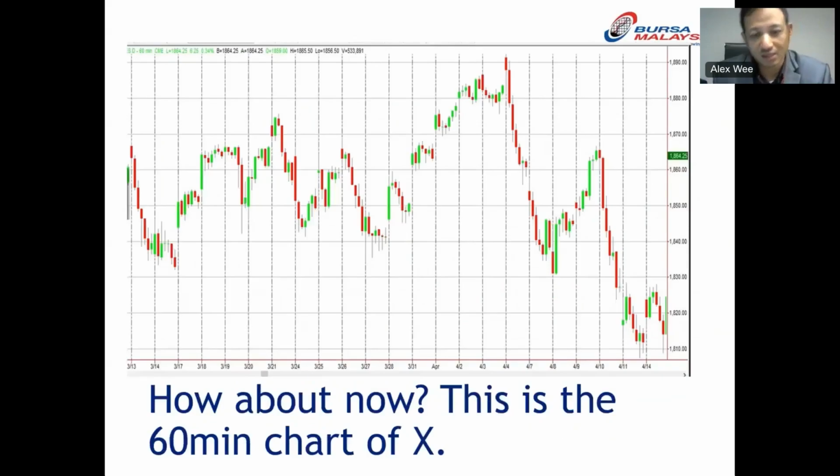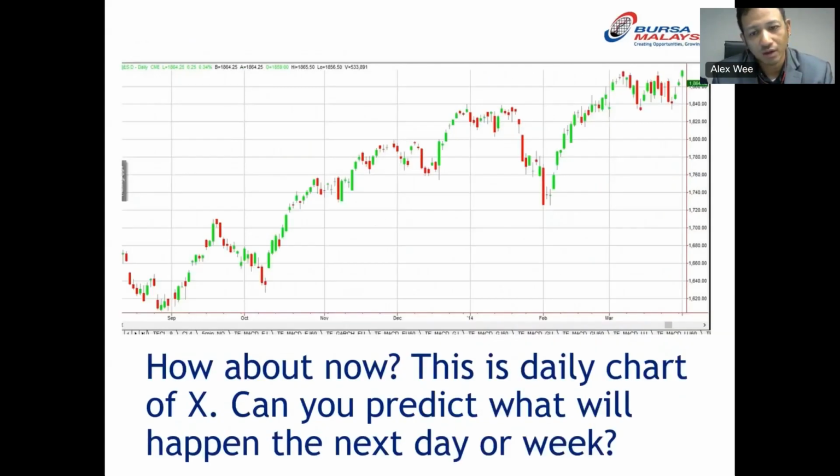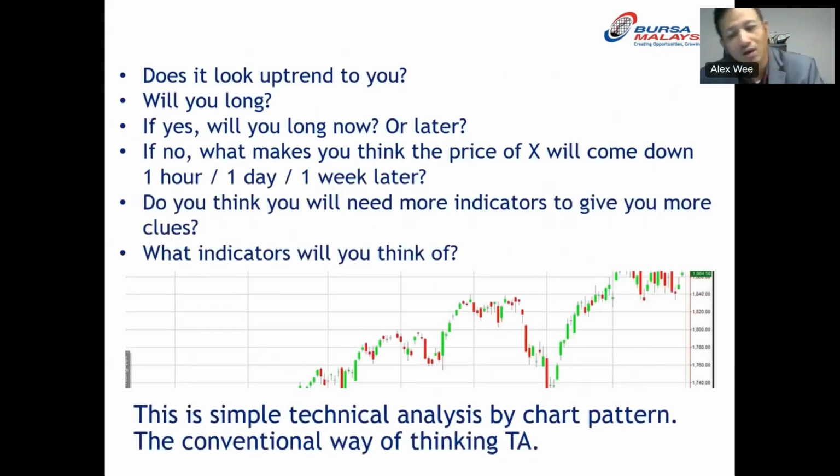And then this is a 60-minute chart. Can you tell me what is going to happen later? It looks like a downtrend, but are you sure how much of a downtrend it is? And this is a daily chart. Can you predict what will happen the next day or the week? So this is what I call simple technical analysis by chart pattern.